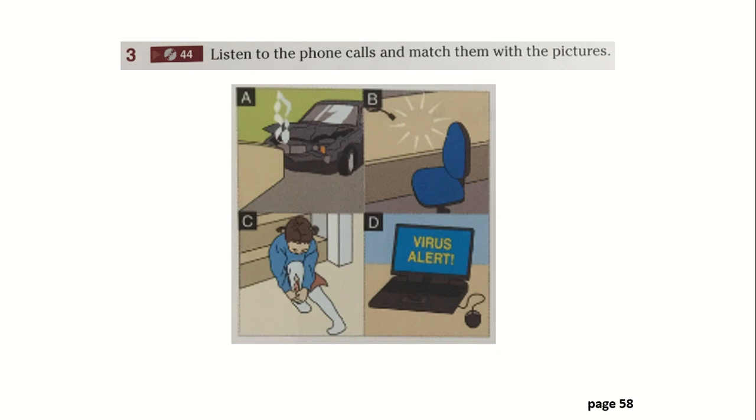Now, let's move to exercise 3. As you see in exercise 3, we have 4 pictures. A, we see a car that had an accident. B, this place looks like an office. C, it's a home and there is a girl. She hurt her leg. And finally, we see a laptop or a computer with a problem, a virus problem. What we need to do is to listen to 4 calls and write the number of each call next to the pictures. Are you ready? Let's listen.